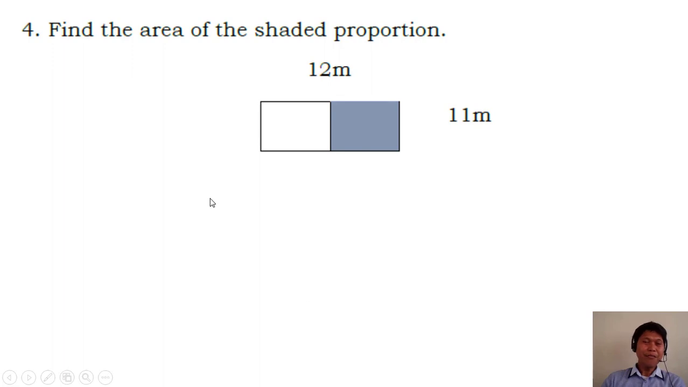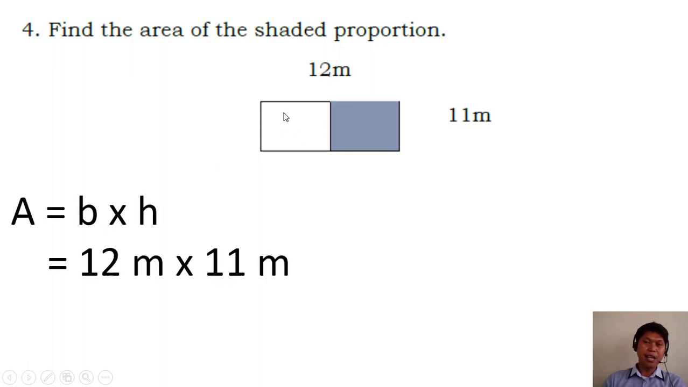And finally, question number 4. Find the area of the shaded portion. We have 12 meters and this is 11 meters. And the shaded portion is half of this figure. So the first thing to do is we are going to find the area of this whole figure, which is base times height, which is 12 times 11.